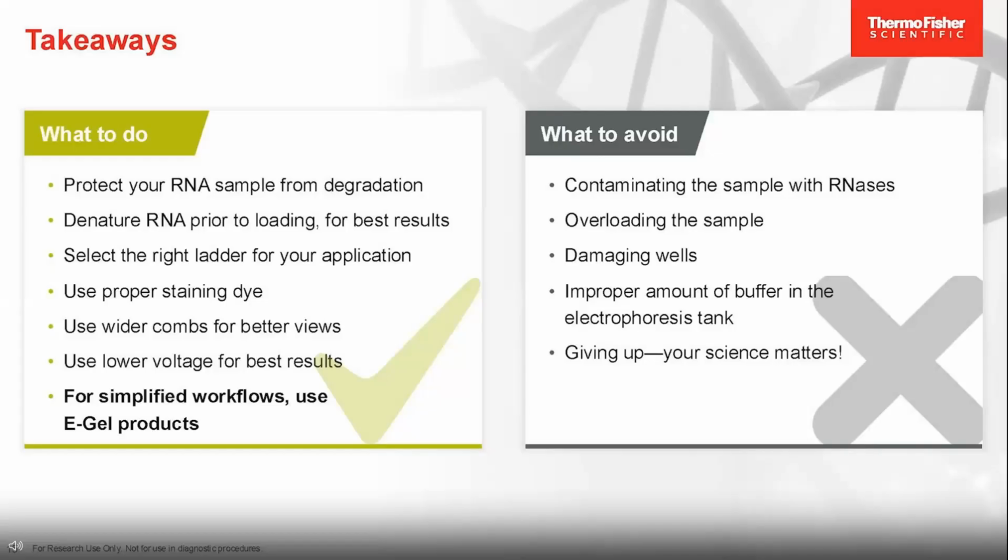There are additional little tidbits that can improve your analysis. Use wider combs for a better view. This just improves the sharpness of your image, of your band, and also use lower voltage for best results. Previously in one of the slides, I wrote about 1 hour at 60 volts. That tends to be quite optimal, but in some cases, you can go lower, just don't go too low, because otherwise your sample will just diffuse and degrade.